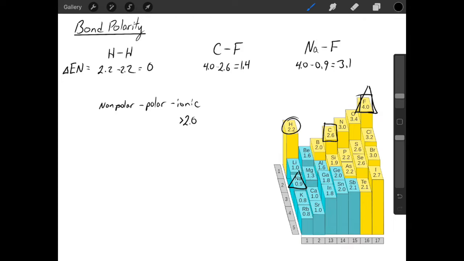Anything with an electronegativity difference less than 0.5 is effectively nonpolar. And anything in between those two values, 0.5 to 2, is some sort of polar covalent bond. And we can represent the unequal sharing of electrons in polar situations using the concept of partial charges.